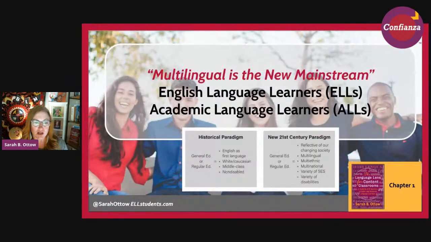And to frame the work, I'd like to just talk about a framework that I use in my book called The Language Lens in Content Classrooms. And this idea, first of all, that we're all language learners, right? So our students who are multilingual coming in with other language backgrounds, they're English language learners or bilingual students or multilingual students. And that's really important to target those students with specific scaffolds based on their needs and their strengths.